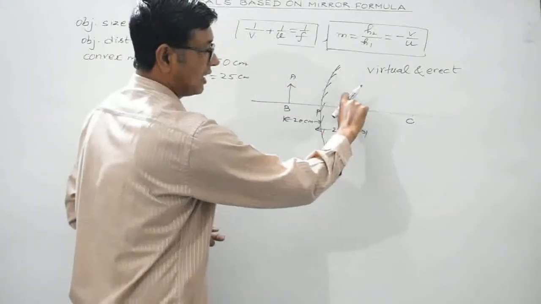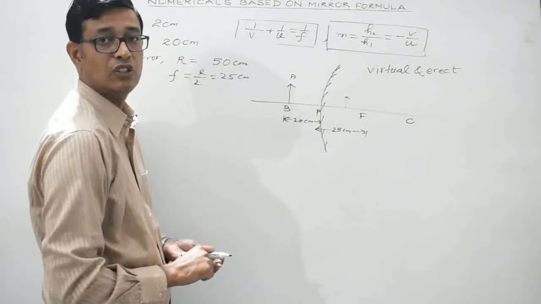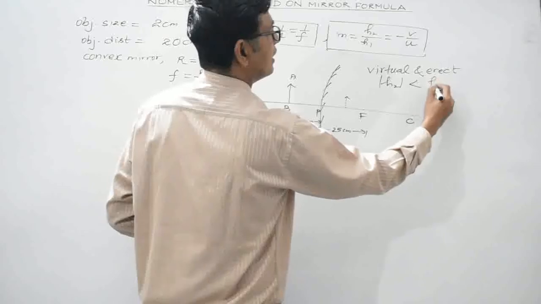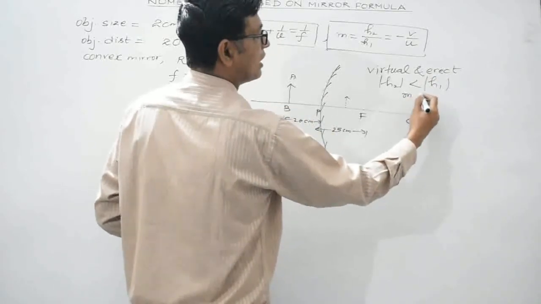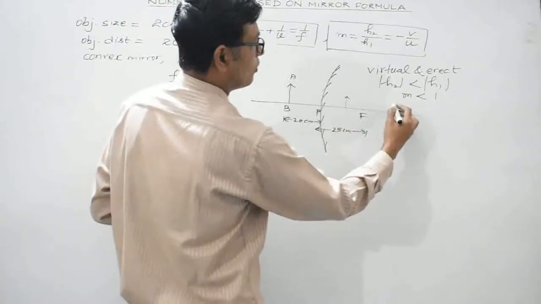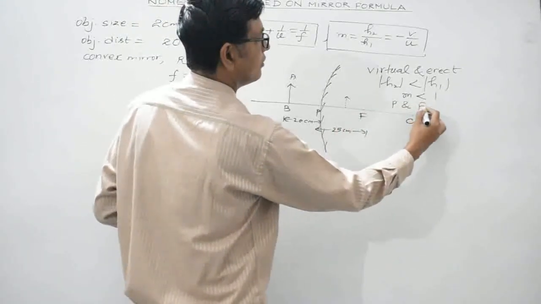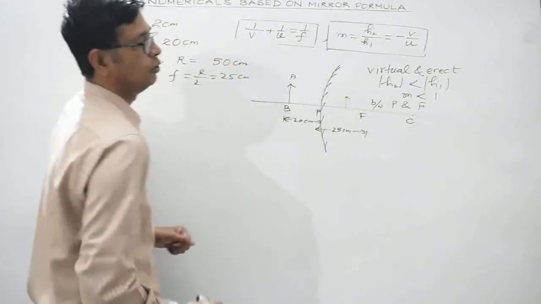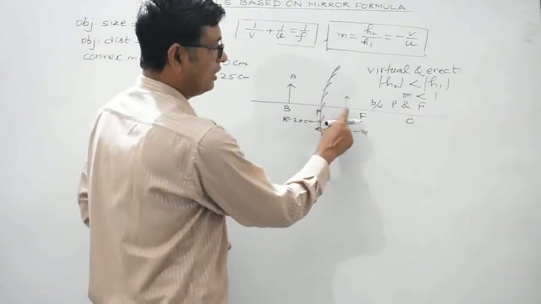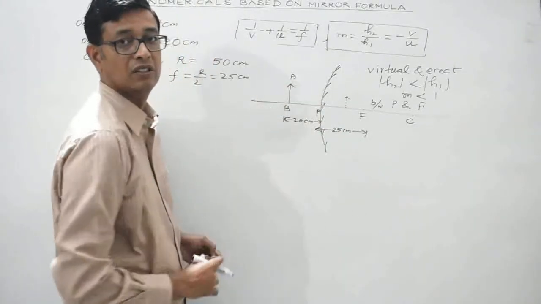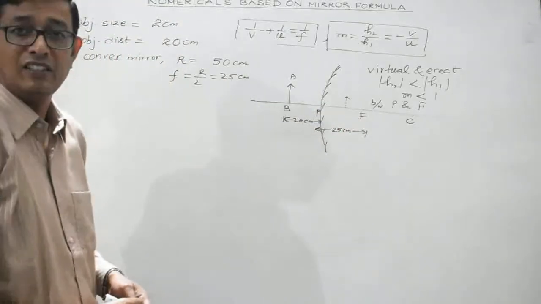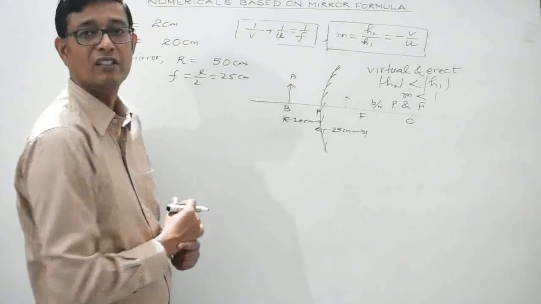And you are aware its size is less than that of the object. So H2 in magnitude must be less than H1, or linear magnification must be less than 1. This also we are aware. And the image is formed between P and F. So we have obtained all the results. What would be the value of V? V would be less than 25 centimeter. The image distance should be less than 25 centimeter. Right? So let's now do it mathematically.